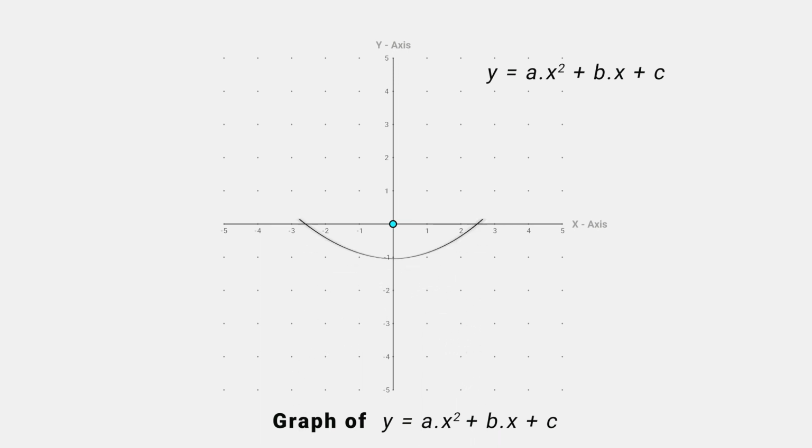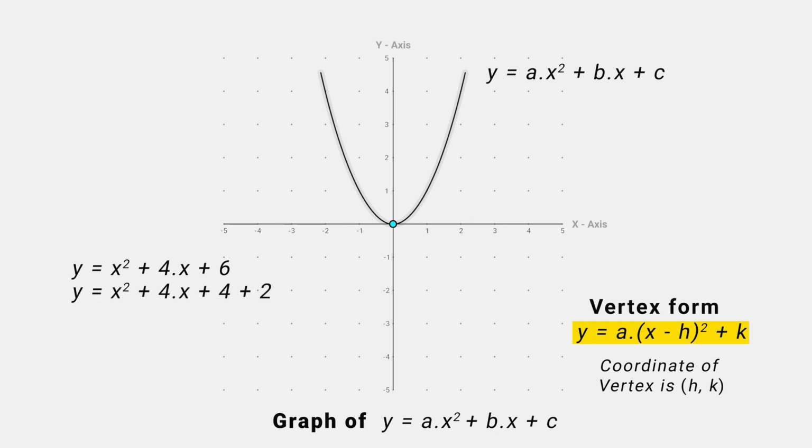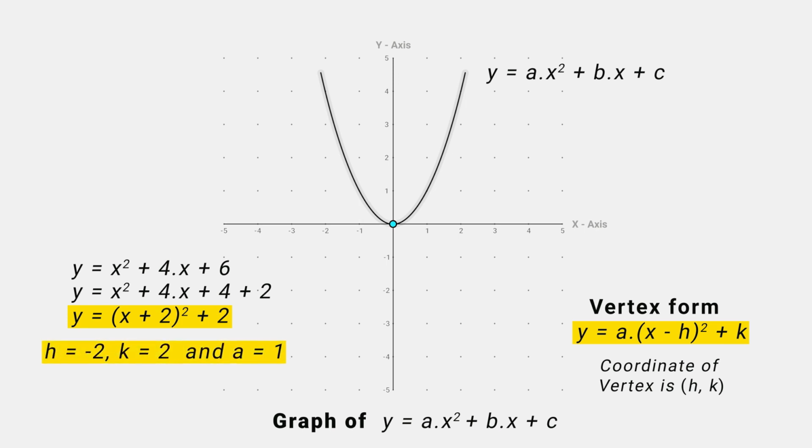To draw a second degree general equation, we first convert it to vertex form. For example, y equal to x square plus 4x plus 6. Now by using completing square method, we get y equal to x square plus 4x plus 4 plus 2, which is equal to x plus 2 whole square plus 2. Here h and k are minus 2 and 2 and a equal to 1.